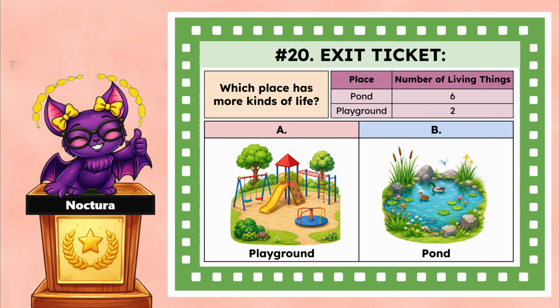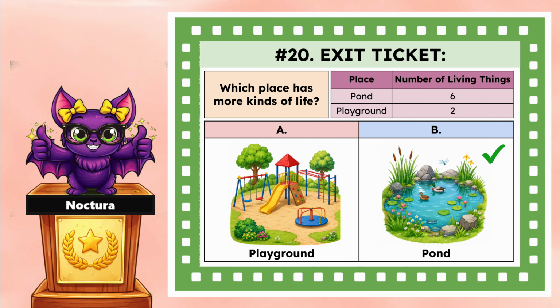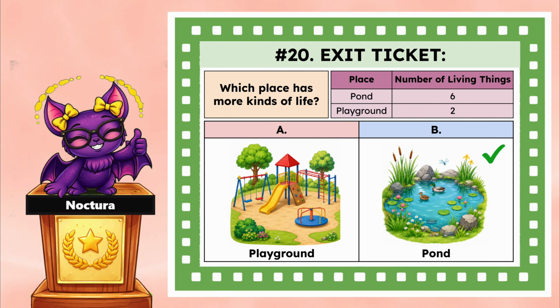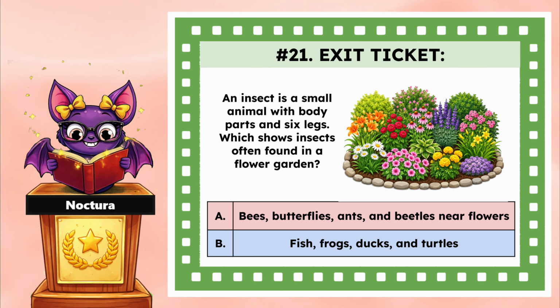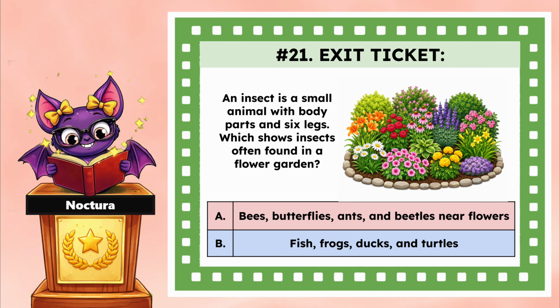And the correct answer is letter B, pond. An insect is a small animal with body parts and 6 legs, which shows insects often found in a flower garden.